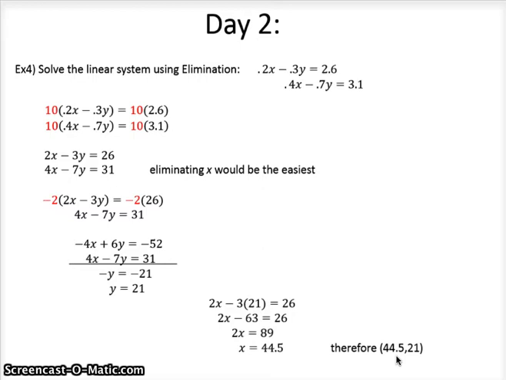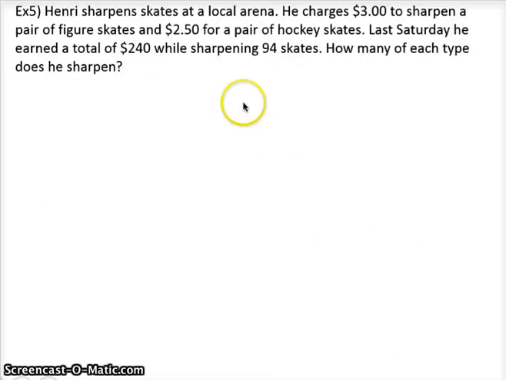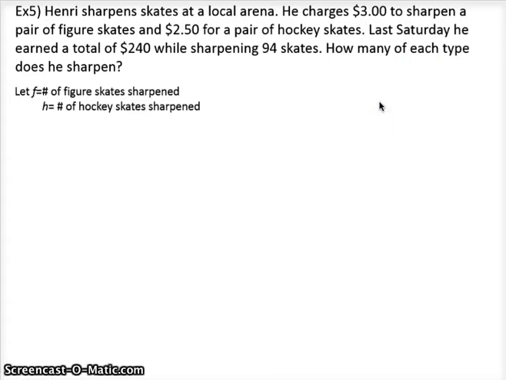So again, you won't necessarily get nice integers. All right, let's look at a final example. Henry sharpens skates at a local arena. He charges $3 to sharpen a pair of figure skates and $2.50 for a pair of hockey skates. Last Saturday, he earned a total of $240 while sharpening 94 skates. How many of each type? So I'd like you to pause the video and come back when you're ready.